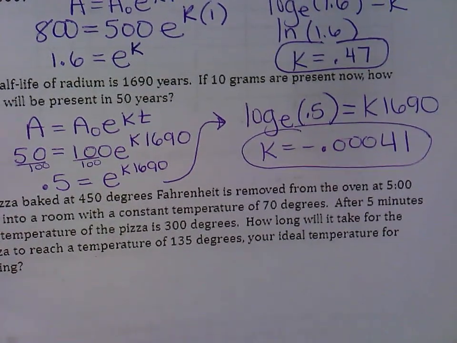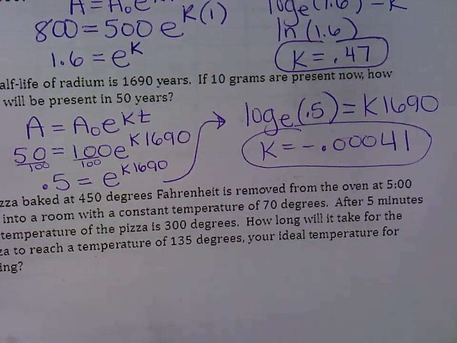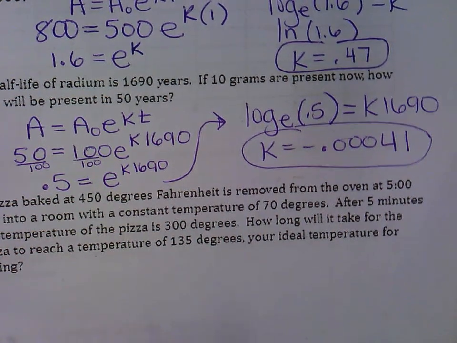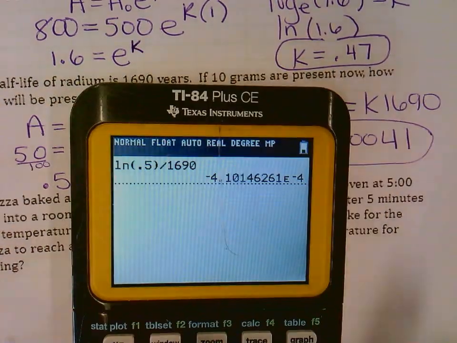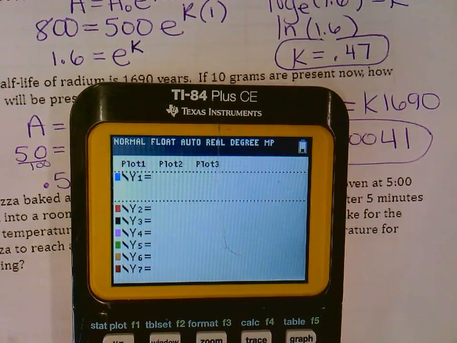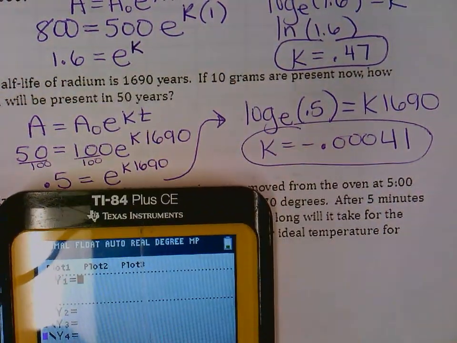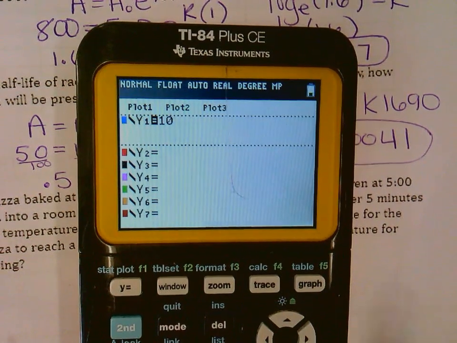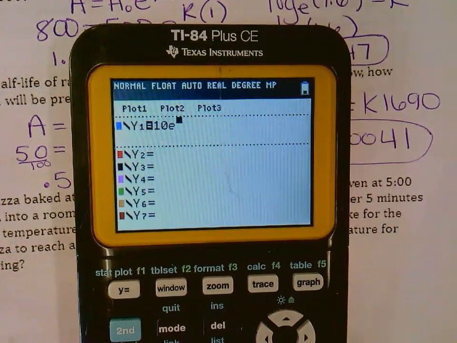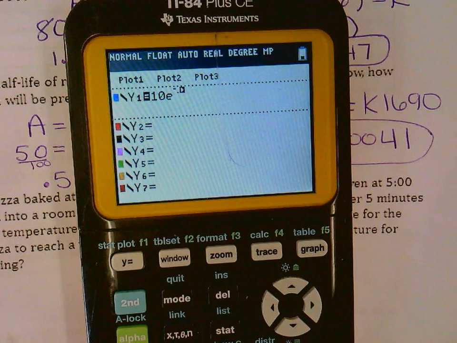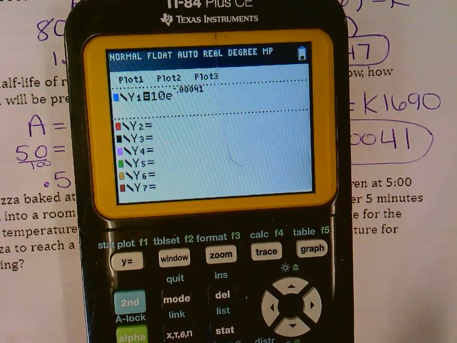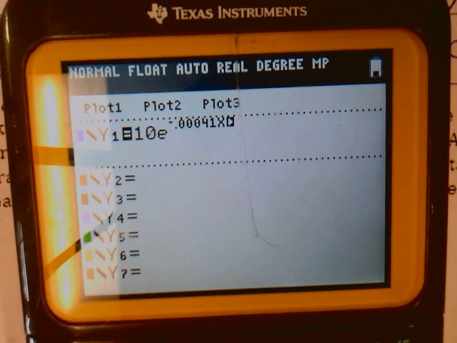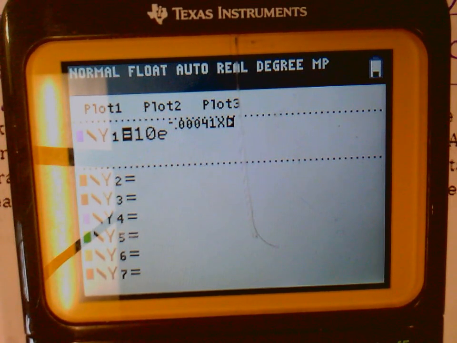And if you want to do that using the calculator, you could. You could keep your equation in the calculator. So let's type in. We're starting with how much? 10 grams are present now. 10 E. I know my K value, -0.00041 X. So that would be my equation. And I would go to year 50 in the table. And that's the same as plugging it in by hand. Or you could just type it in and plug in 50.